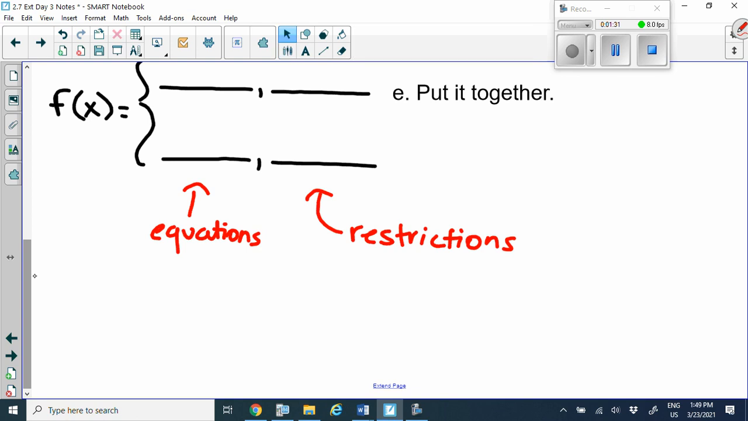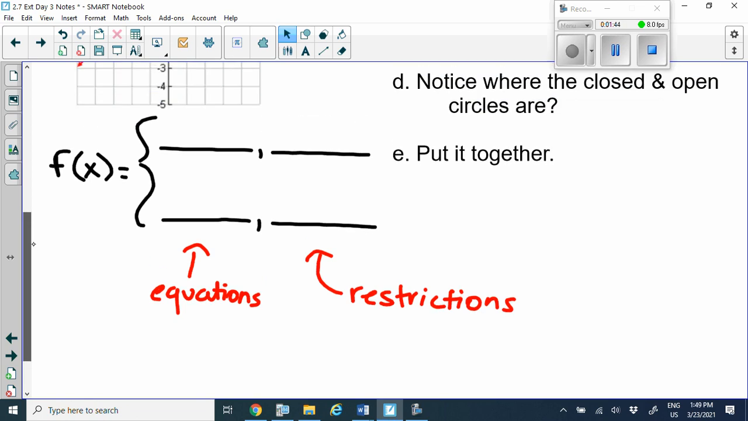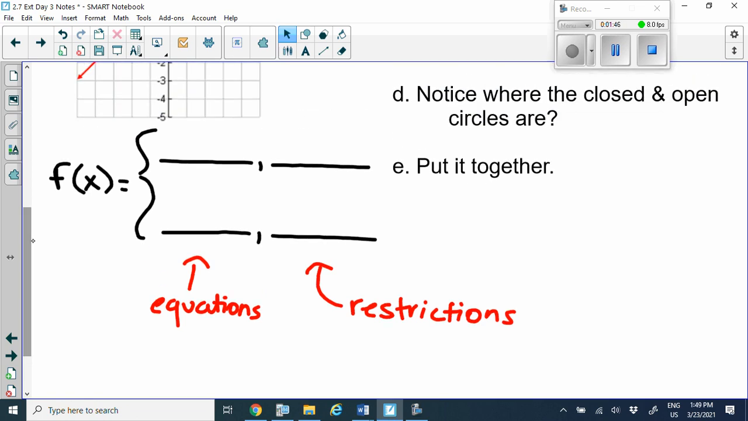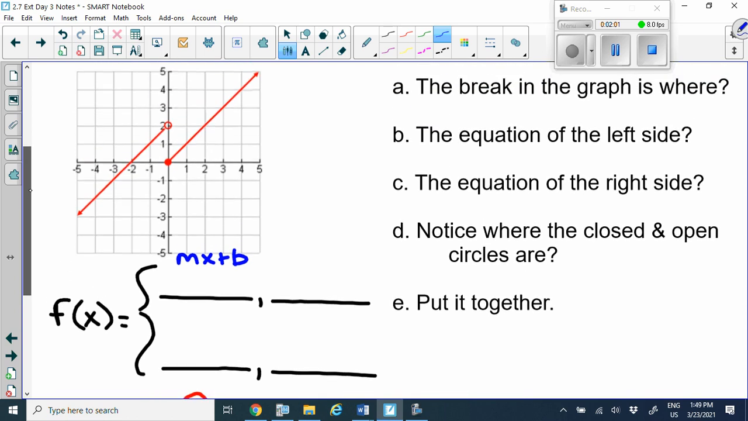Okay. Now, just like we did before, and this was really in our 2.7 extension day 1 notes, how we're going to write the equation of a line is in that mx plus b form. Now, we are not going to use y anymore because that's why we have the f of x. So we only care about the mx plus b. So we need to figure out what is the slope and what is the y-intercept of our graph. So let's go ahead and figure that out for our first one.